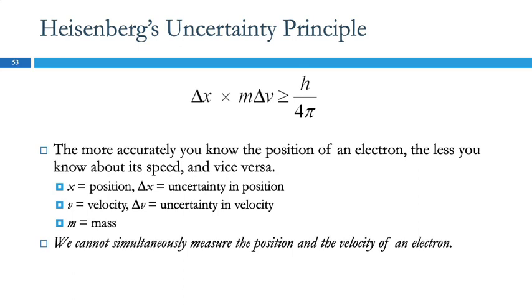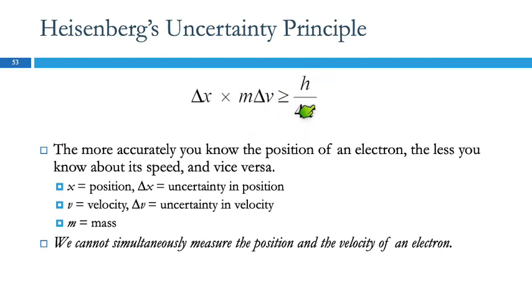Well, Heisenberg came up with an equation. It's kind of a messy equation, but this is what it is. I think there's a question or two about this in a worksheet, but that's not a good exam question. What it says is that the uncertainty in the position of the electron, times the mass times the uncertainty in the velocity, is greater than or equal to h over 4 pi.